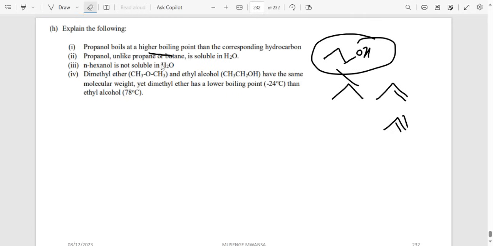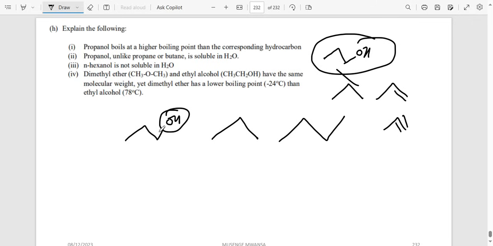So that is it. And then explain why propanol, unlike propane or butane, is soluble in water. Let's look at that. Propanol is like this, with OH. And then you're talking about propane, which is like this, and butane is like that. Now you can see propanol has OH. That OH can form hydrogen bonds with water, making it soluble.